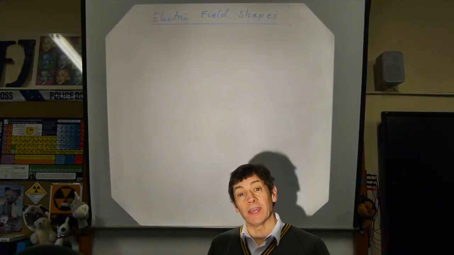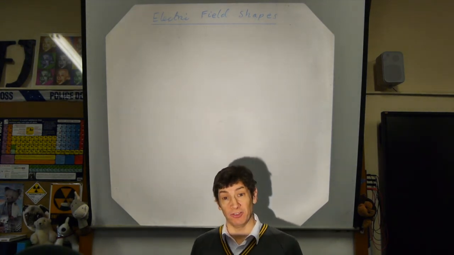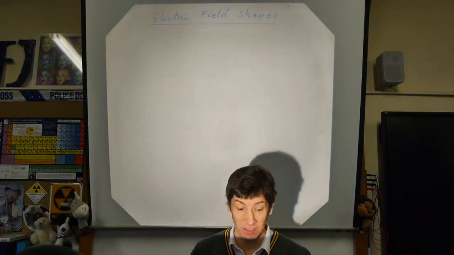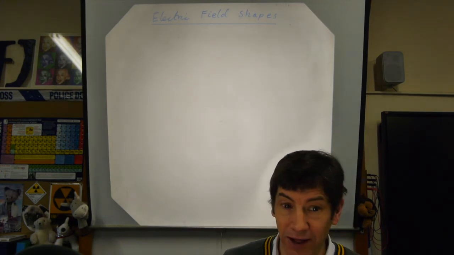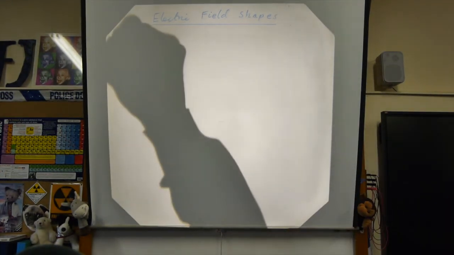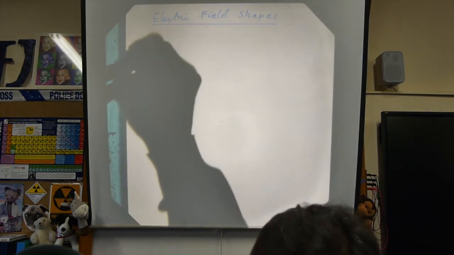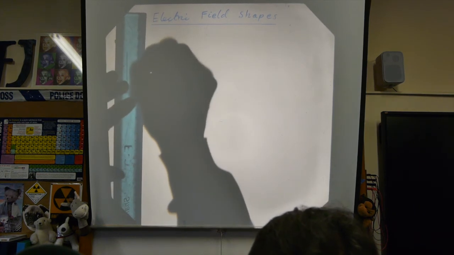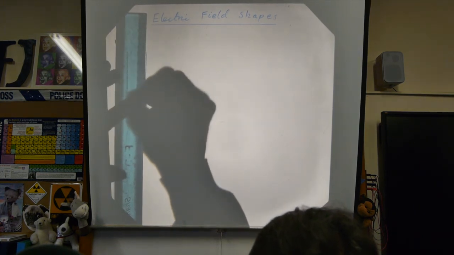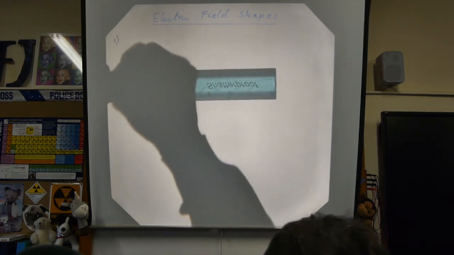Okay, so now let's look at some electric field shapes. Can we draw the shapes of electric fields, remembering to put the correct direction on them? Well, the place to start, of course, and the one you're most familiar with, I hope, is the parallel plate capacitor. So our first example will be 2 parallel metal plates. There's the first one, and there's the second one. And here are the connections.